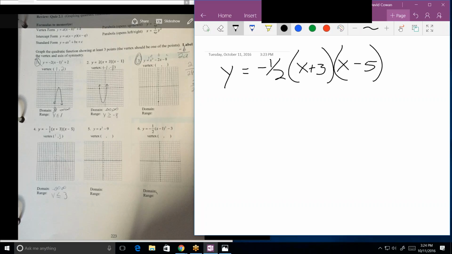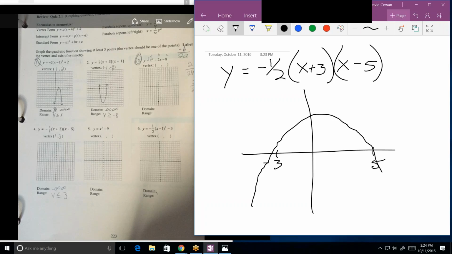It's not in vertex format, so I can't immediately figure out where the vertex is, although once I get my x-intercepts, I'm going to be able to figure it out pretty easily. Where are my x-intercepts? (-3, 0) and (5, 0). I know the parabola opens down, so it must look something like that. I've got 2 points. If I can figure out a vertex, I'll have my answer. That vertex is not, incidentally, on the y-axis. What's the next step?